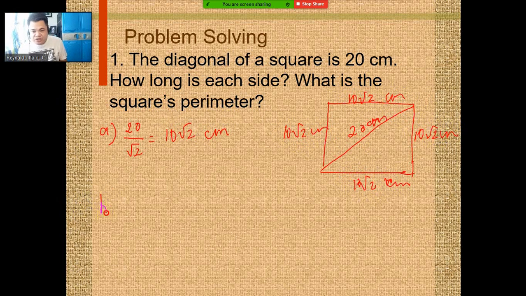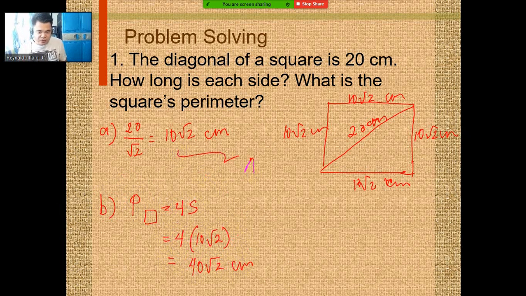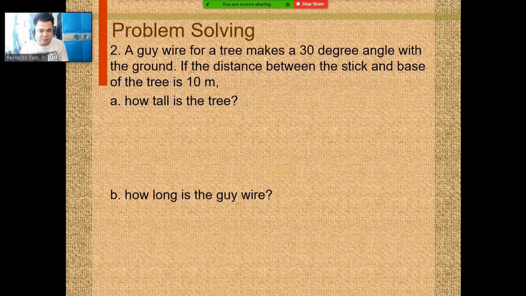Next question is for letter B. What is the square's perimeter? So to solve for the perimeter of a square, just simply multiply 4 and the side. So 4s. So 4, substitute 10 square root of 2 centimeters. Okay, 4 times 10 is 40 square root of 2 cm. So these are now the answers to the two questions. Alright, so if you do have some questions regarding this problem, please contact me.